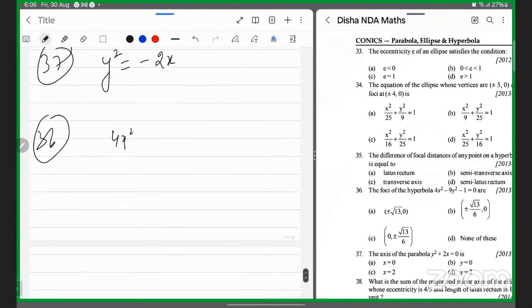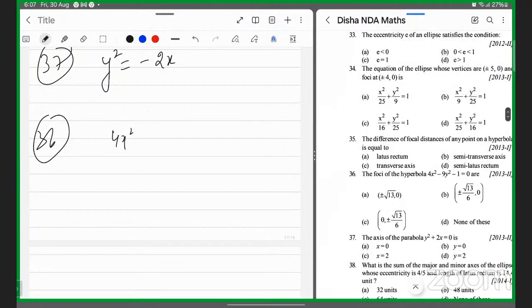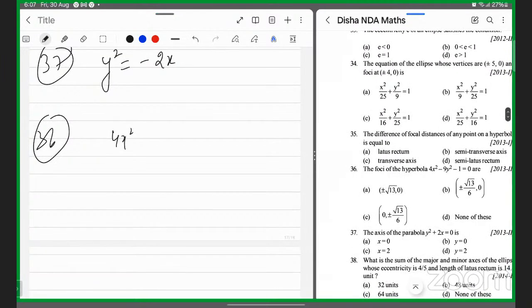Y square, its principal axis is the x-axis. The x-axis equation is y equal to 0. And in x square parabola, you will have the principal axis as the y-axis, okay? Its axis equation is x equal to 0. Understood? Here we have in 37 y square, that means the principal axis is the x-axis. The x-axis equation is y equal to 0. Now solve 36.